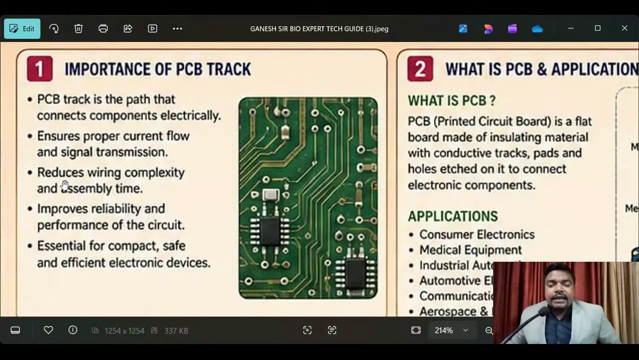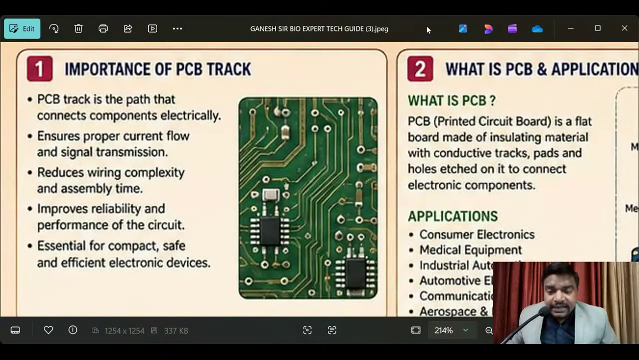Now see here, next, importance of PCB track: it reduces wiring complexity and assembly time. Whenever you see the real PCB, then you will come to know what I'm saying here, the points. It reduces wiring complexity and assembly time, improves reliability and performance of the circuit, and is essential for compact, safe and efficient electronic devices. I hope you got it very clearly, my dear juniors and engineers. Importance of PCB track, I hope you got it very clearly.